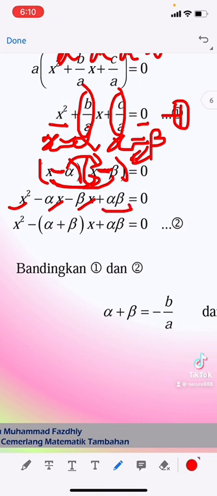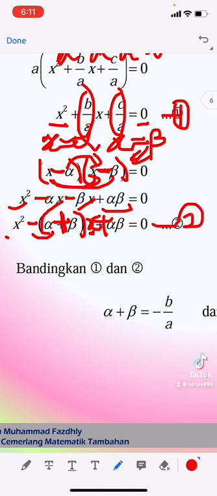Then you rearrange: x squared minus, you take this minus out, and x you put aside here. So inside will be alpha plus beta, plus alpha beta. Because if you expand, you get negative alpha here, and then you expand, you get negative beta here. So when you put them in the bracket, it will be positive. Make sure you double check. If you reach this, you can call it equation 2.